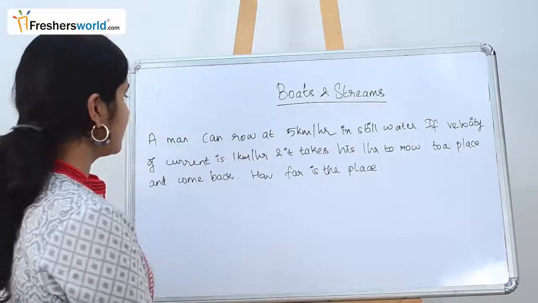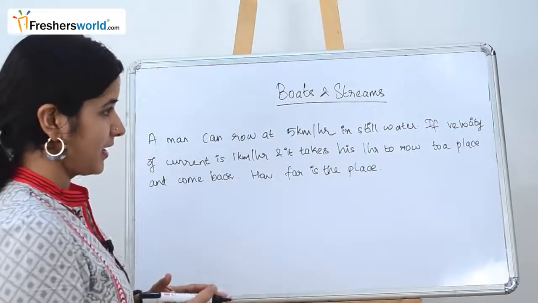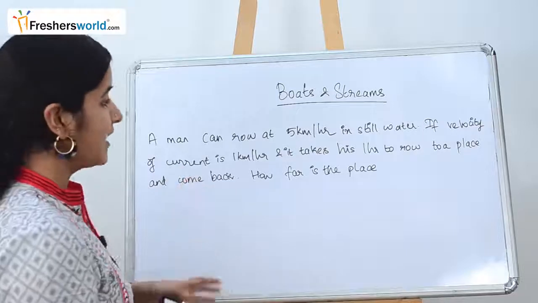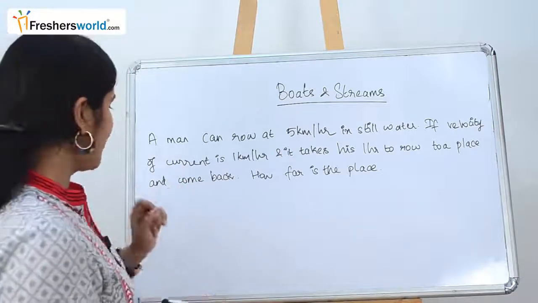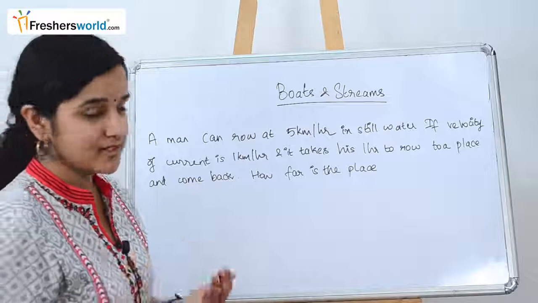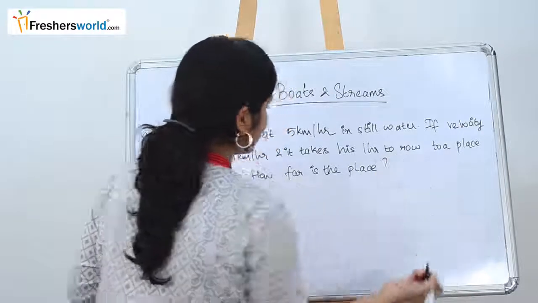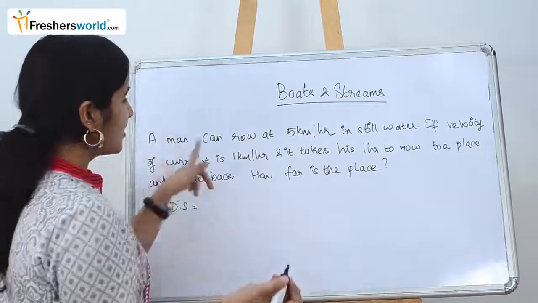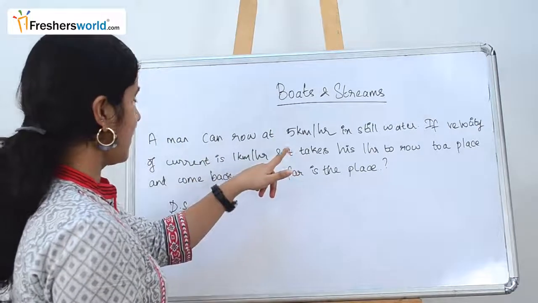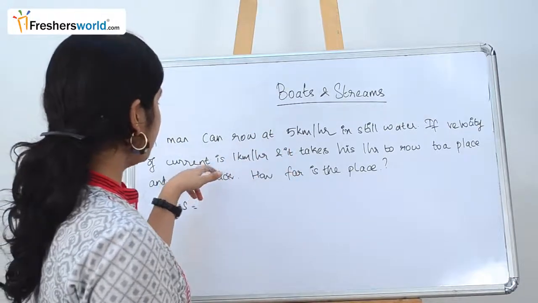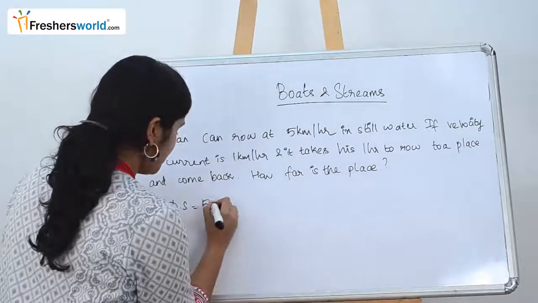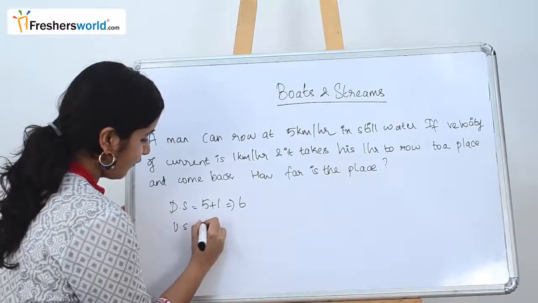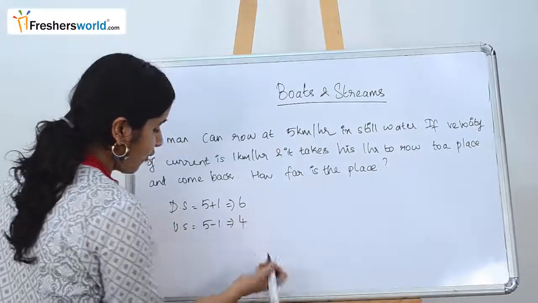So the next question is, a man can row at 5 kilometers per hour in still water. If the velocity of the current is 1 kilometer per hour and it takes him 1 hour to row to a place and come back, how far is the place? So they're basically asking for the distance. So first let's take the downstream. So how much time does it take? It takes 5 kilometers per hour and the current speed is nothing but 1 kilometer per hour. So 5 plus 1, which is nothing but 6 kilometers per hour. So for upstream, which is nothing but 5 minus 1, which is equal to 4 kilometers per hour.